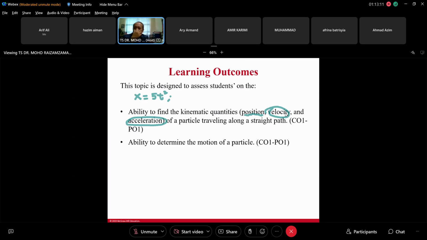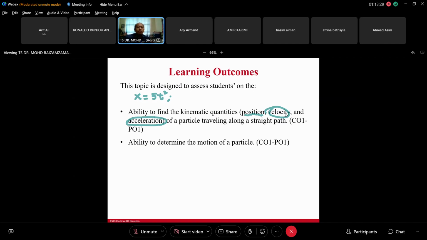Meter per second. So if you know x, can you get the velocity? Yes. So you need to differentiate, right? You need to differentiate x to get the velocity. And then you need to differentiate the velocity to get the acceleration.